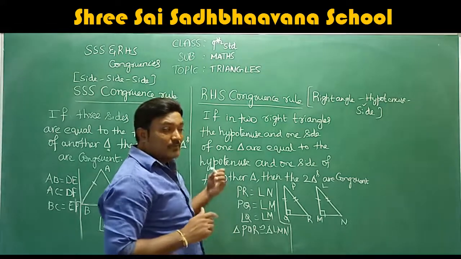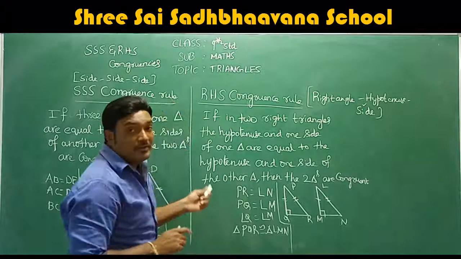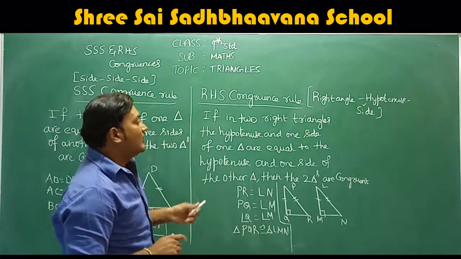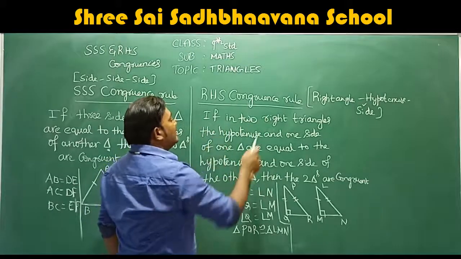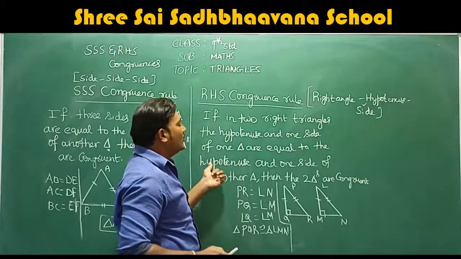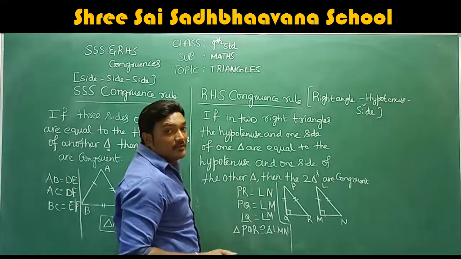Remember, I'm just repeating the same thing. This is applicable only for right angle triangles. So what it says: if in two right triangles, the hypotenuse and one side of one triangle are equal to the hypotenuse and one side of another triangle, then the two triangles are congruent.